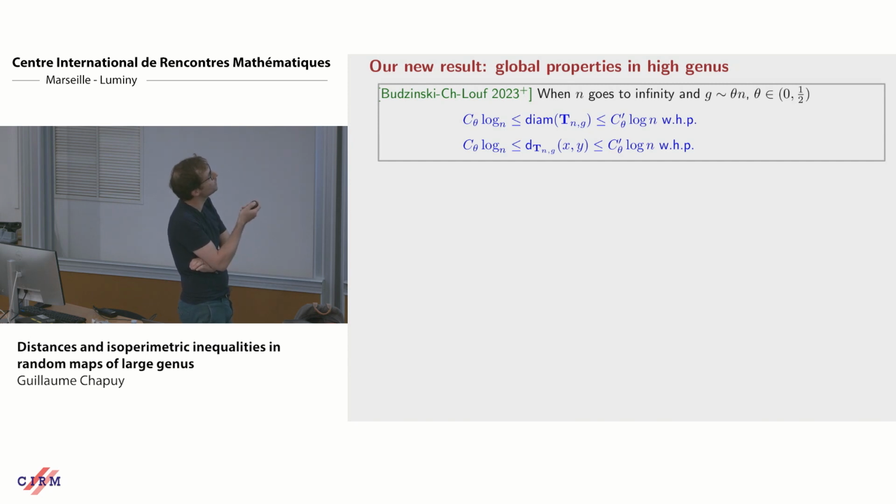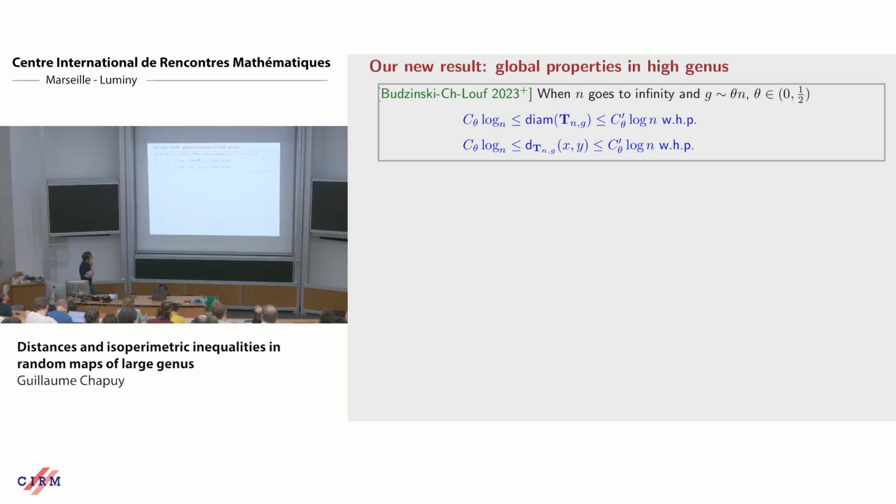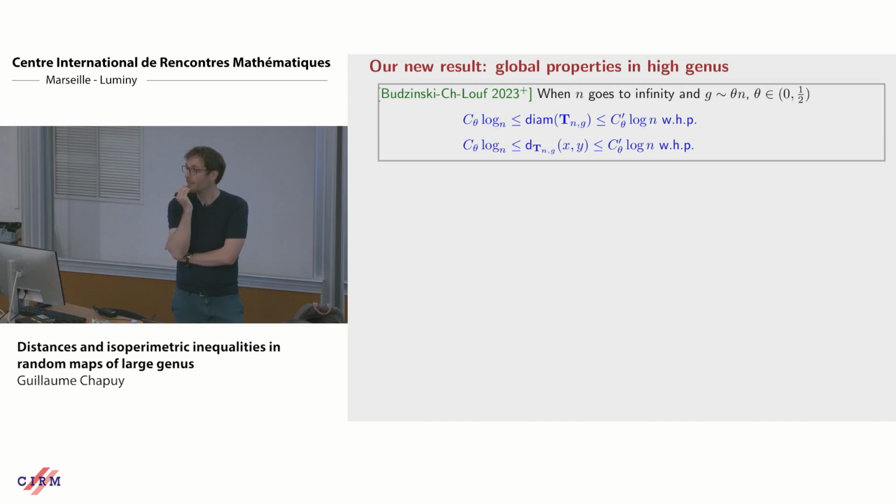So when n goes to infinity in the high genus regime, so g is theta times n, and theta is something different from 0 and 1/2, something in between, the diameter is logarithmic, so it's bounded with high probability between two constants times log n, and also the distance between typical points. The lower bound is trivial, right? Yes, almost. I will show the proof, but it is essentially trivial.